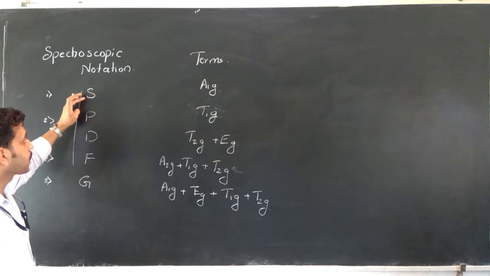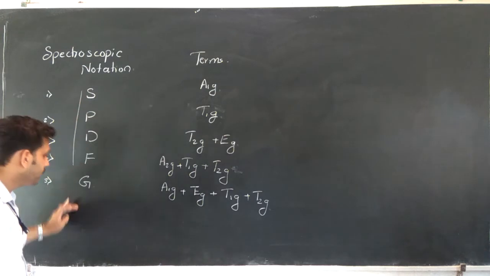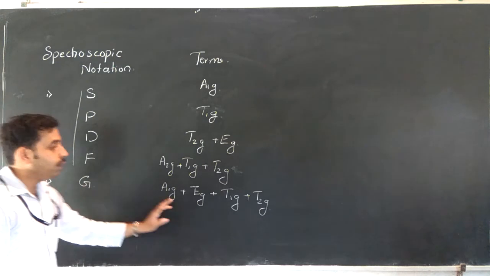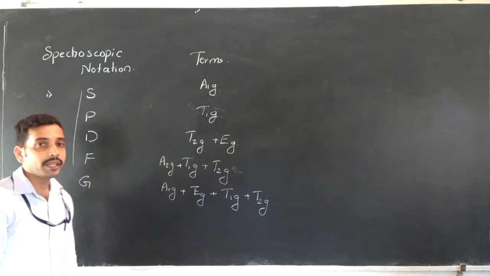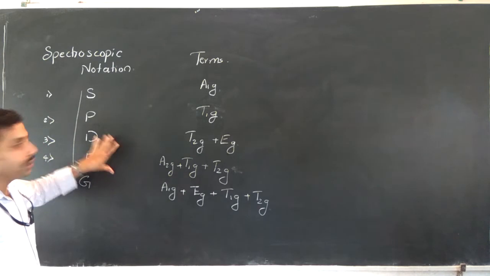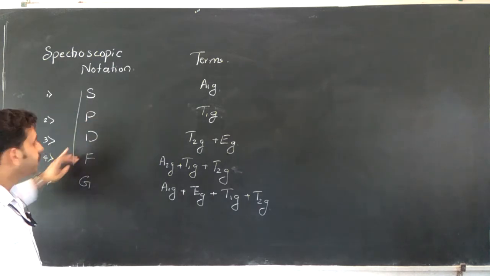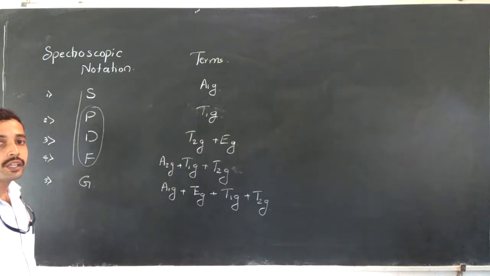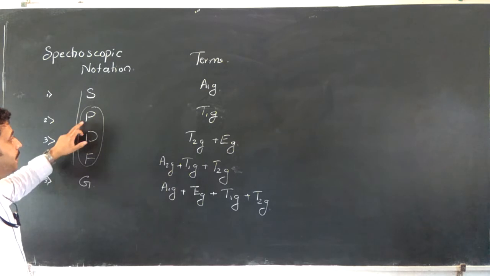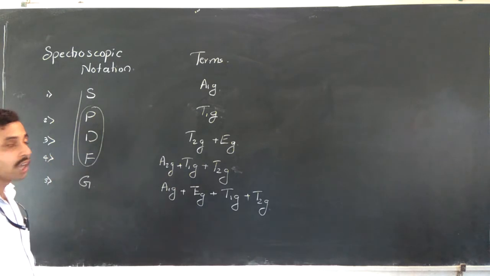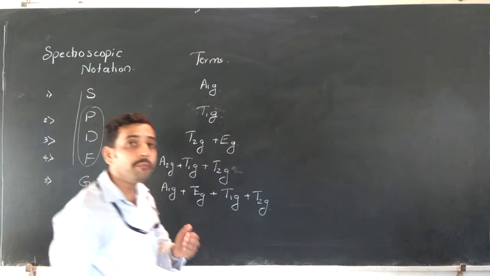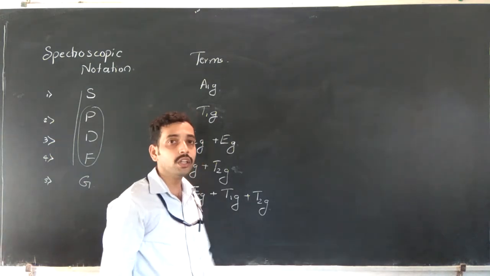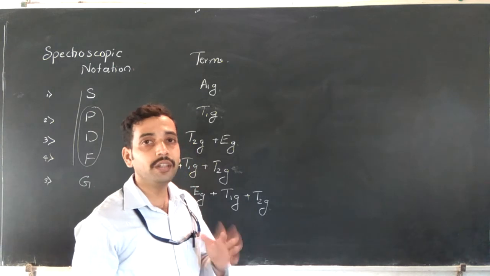The spectroscopic terms are S, P, D, F, G, H, I, with A1g, Eg, T1g, T2g symmetries. But we focus on S to F, as in the Orgel diagram these are the very important spectroscopic notations: S term, P term, D term and F term. How can S, P, D, F be calculated? That is based on the ground state term calculation, or spectroscopic ground state term.